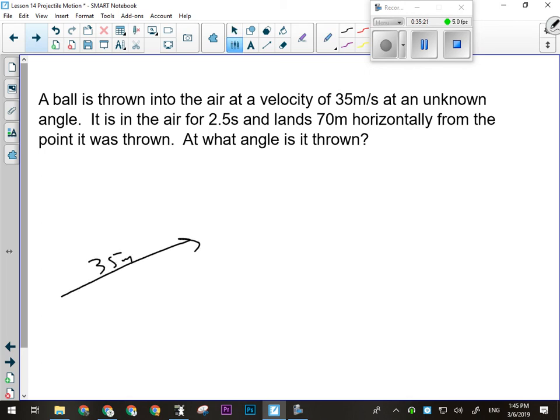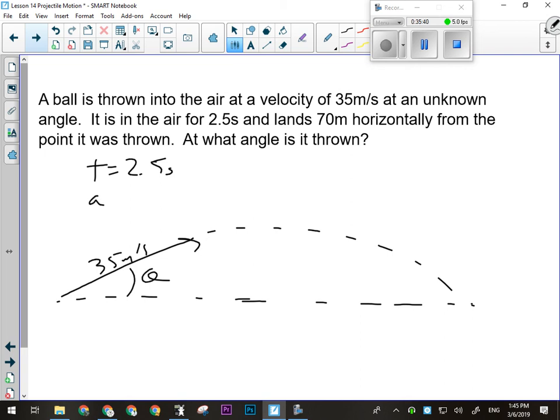So the start of this is like this. This is 35 meters per second. The angle is unknown. We're looking for the angle. We still know that it's going to travel in an arc. But this time we actually know it's in the air for 2.5 seconds. We also know that the acceleration is negative 9.81 meters per second squared. That's not changing. And we know the horizontal distance. It's 70 meters. Believe it or not, this question is very quick. All right, I'll give you a minute or two on that one.